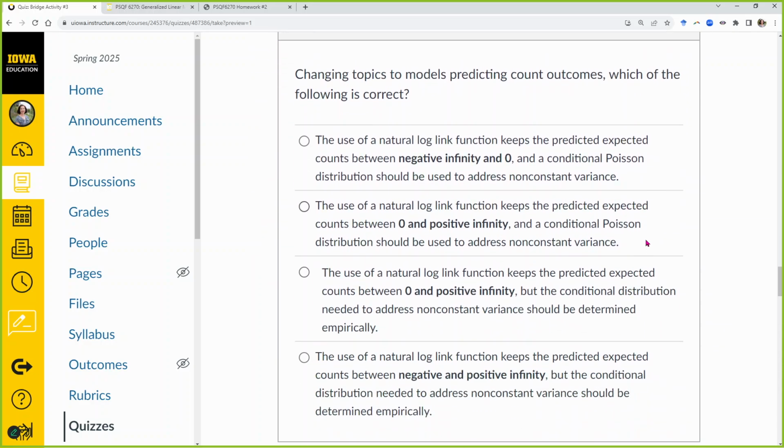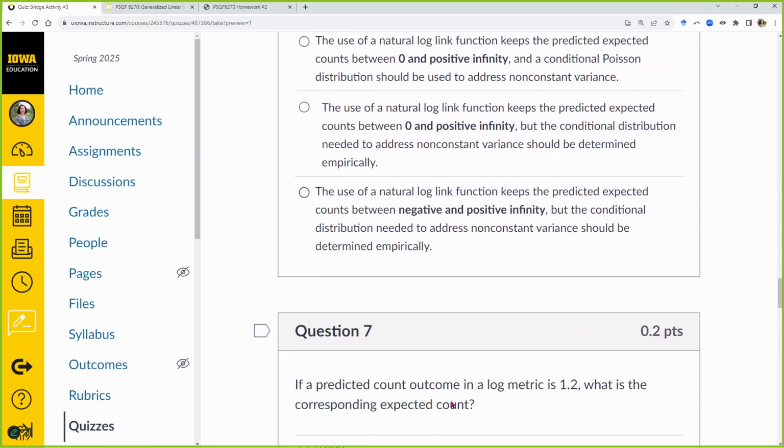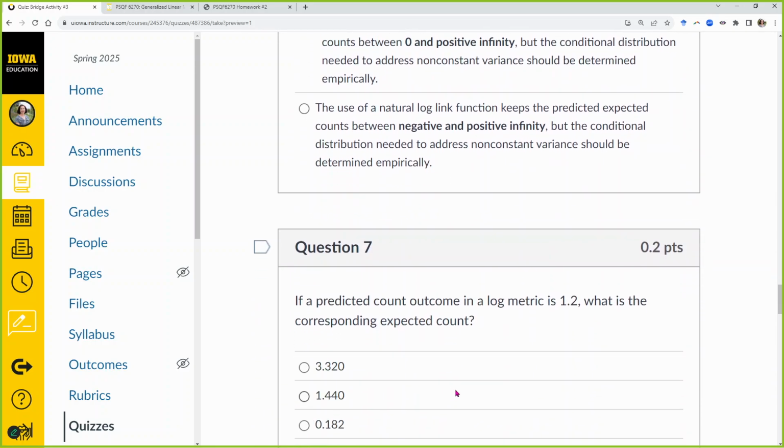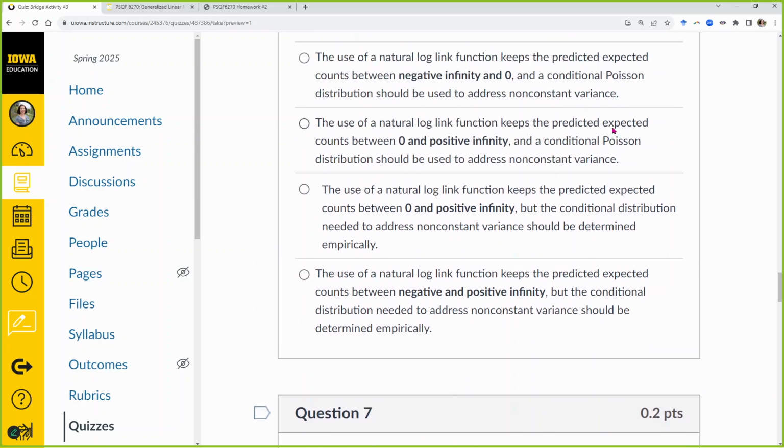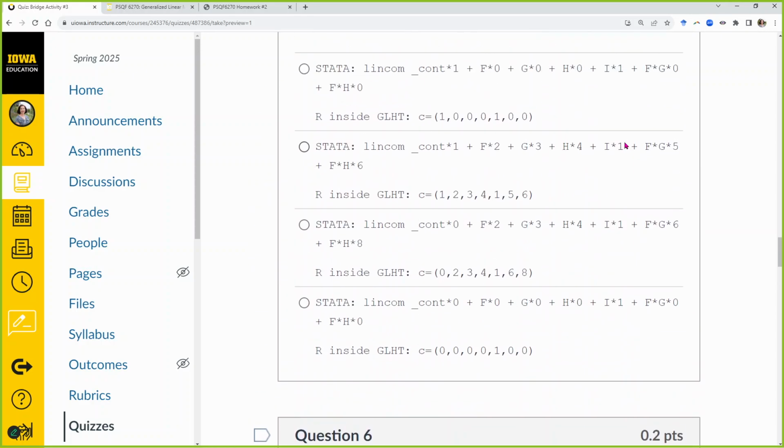So we're going to start talking about concepts in predicting counts, links, distributions, and scales. So very similar to what we did in the last one for binary. So any questions or comments on that?